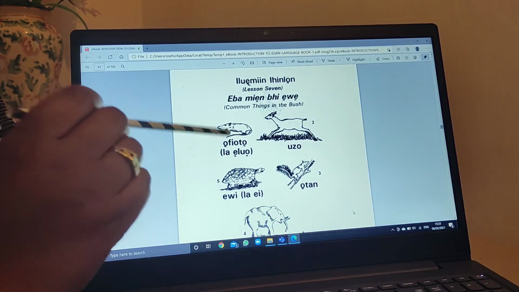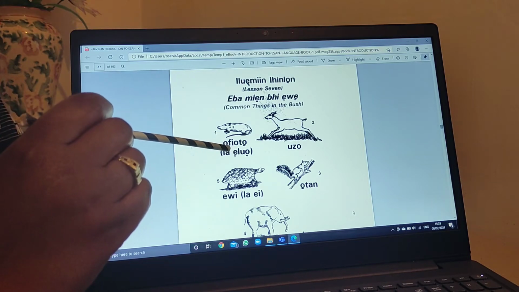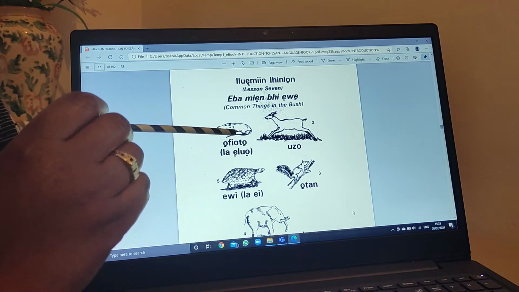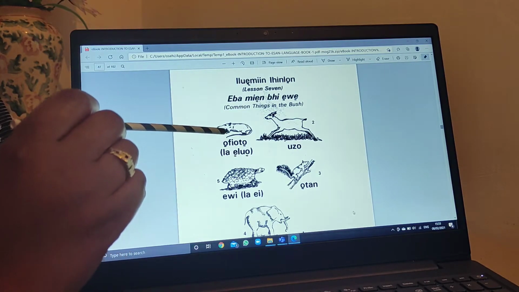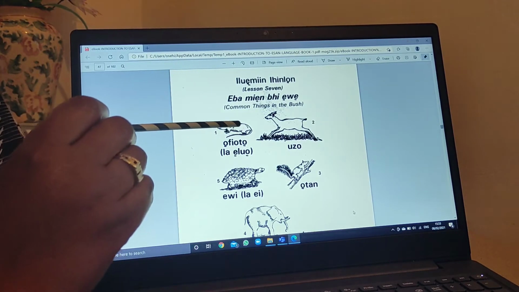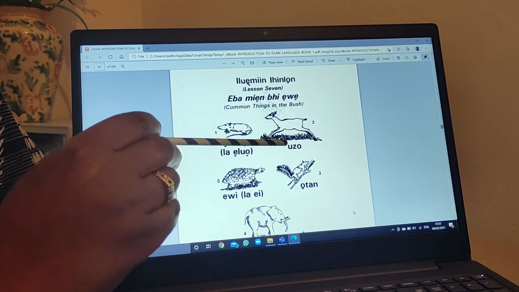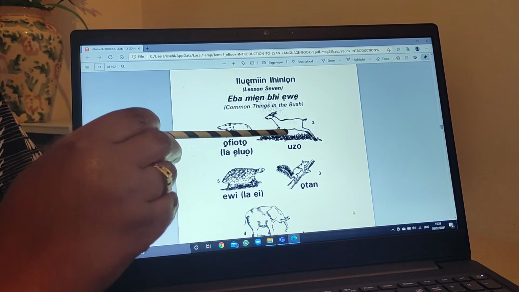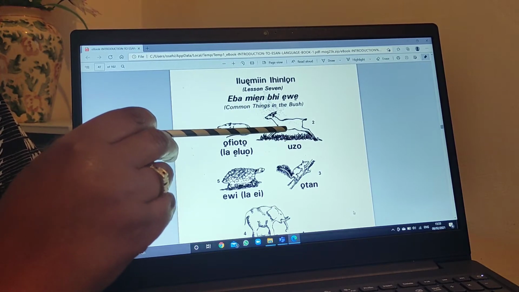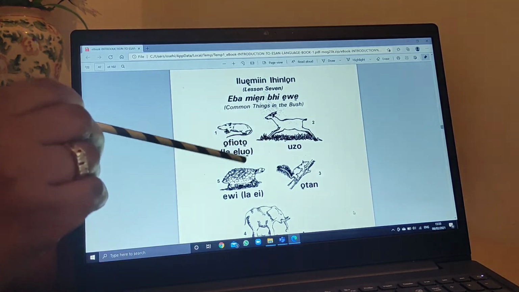I know we do have the domesticated rabbit, which some people are more used to, especially those in the diaspora might be more used to having a rabbit as a pet at home. But this is the bush rabbit, which is used for meat. Then this is Uzo, which is antelope. This is a very common animal in the bush in Esan land. I think it is found in some parts of Nigeria as well, but it's very common in Esan land.